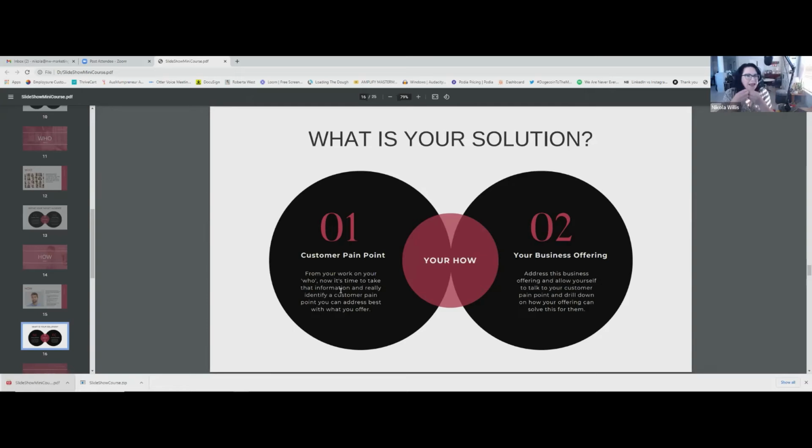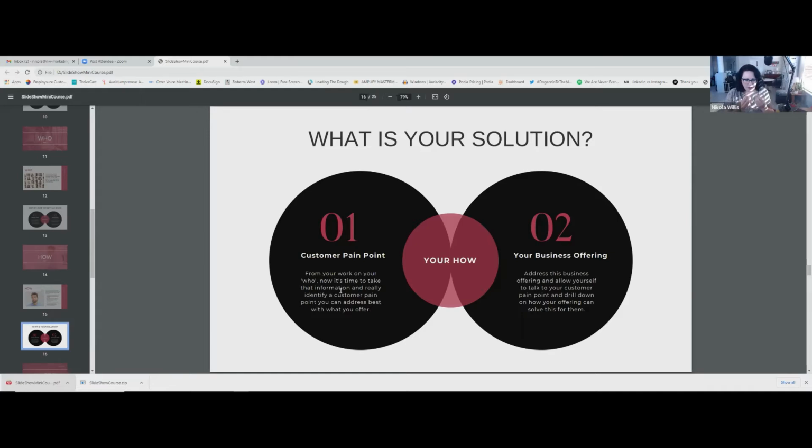Okay, so you're going to ask them, what is the pain point? What is it that really keeps you up at night? What's your pain point? And what you're going to do is work on that information, and really identify that pain point and how what it is that you offer addresses that. So pain point, how you address it, you become an authority in the market. This is what I want for you. This is what you get from doing this work. Now, once you've addressed the business offering and you allow yourself to talk to that pain point, you can drill down on how this offer can actually solve that for them.